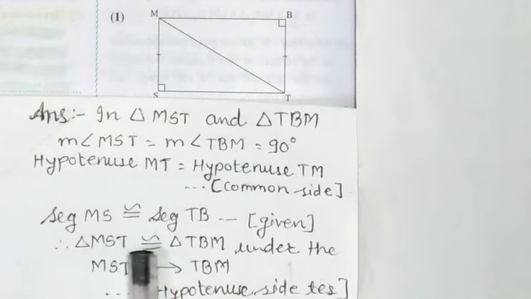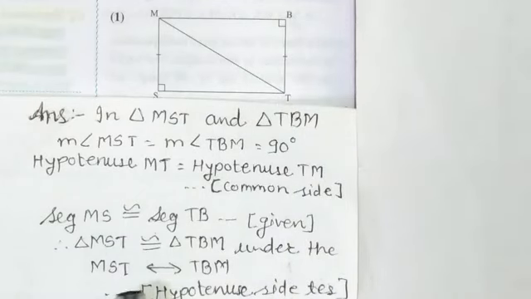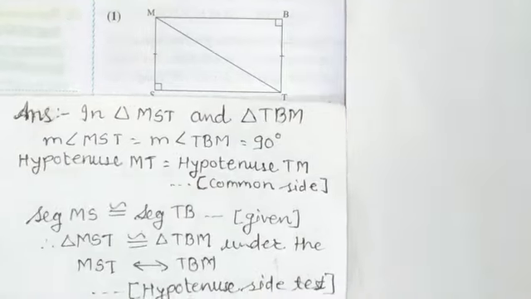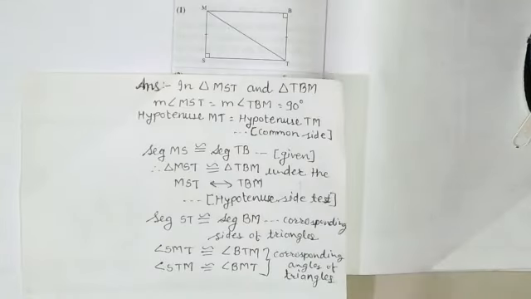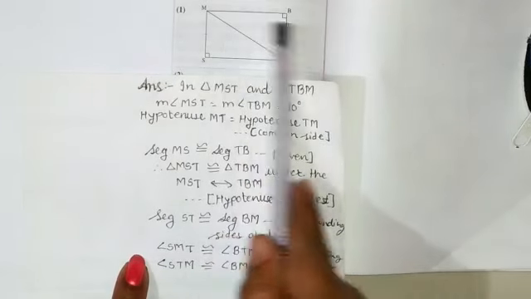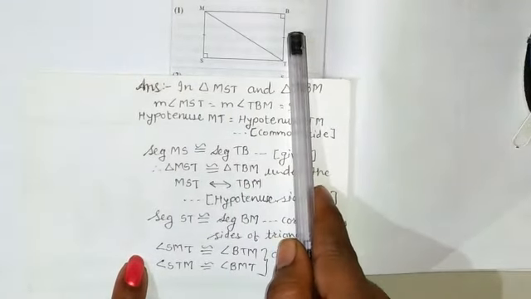Therefore, triangle MST is congruent with triangle TBM under the correspondence of MST with TBM. And here we have to write the test name, that is the hypotenuse side test. Now let's write that ST is congruent with BM because they are corresponding sides of the triangles.